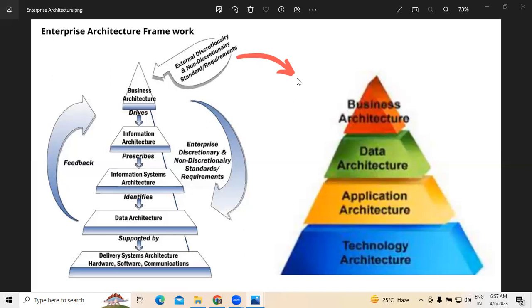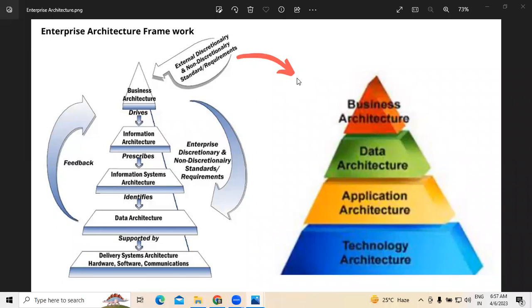So these are the 4 different architectures which are part of enterprise architecture. Knowledge of enterprise architecture is needed for a team, not only for a BA, but of course, apart from the BA, there is the technical team too, because at the end of the day, technical solutions will be provided by them.